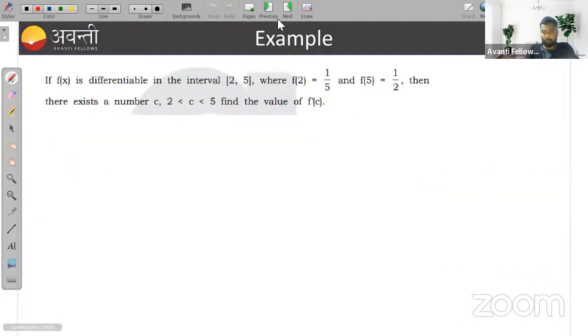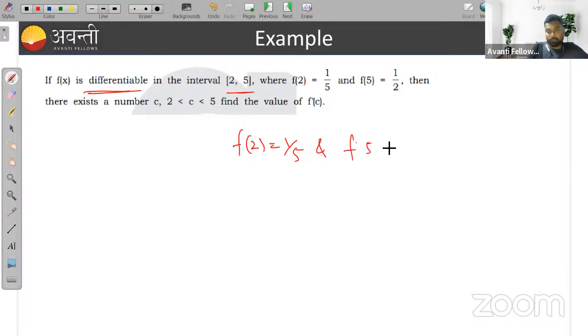Let's solve one example. So see here, if f of x is differentiable in the closed interval a b, where f of 2 is given as 1 by 5 and f of 5 is equal to 1 by 2. Then there exists a real number c that lies between 2 and 5. Then find the value of f dash of c. We need to find out f dash of c.